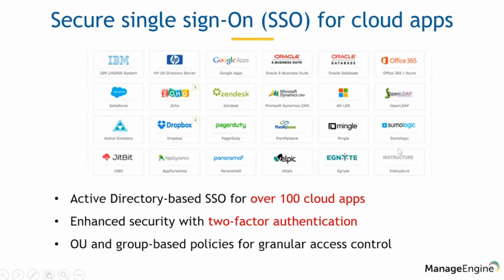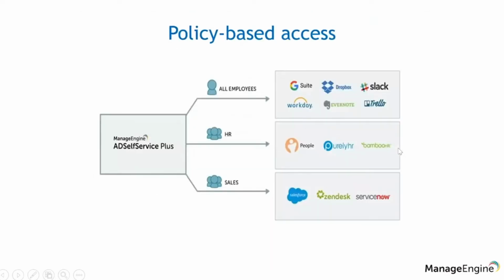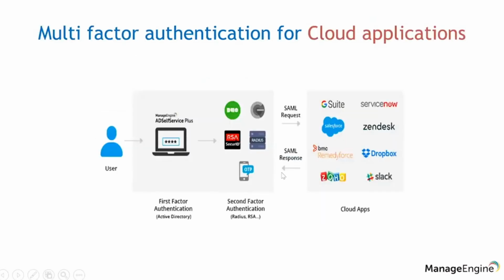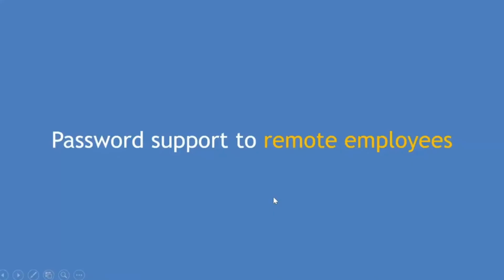I know that it's a bit contradictory, but organizations nowadays want single sign-on to be opened up for certain applications, but for certain other SaaS applications, they want an additional layer of security to be in place. That's why we have given the administrators the ability to pick and choose the applications for which they think they might need another level of authentication, even with single sign-on. So multi-factor authentication, even for cloud applications. And password support for remote employees. This is kind of interesting, and this is very useful, I would say.